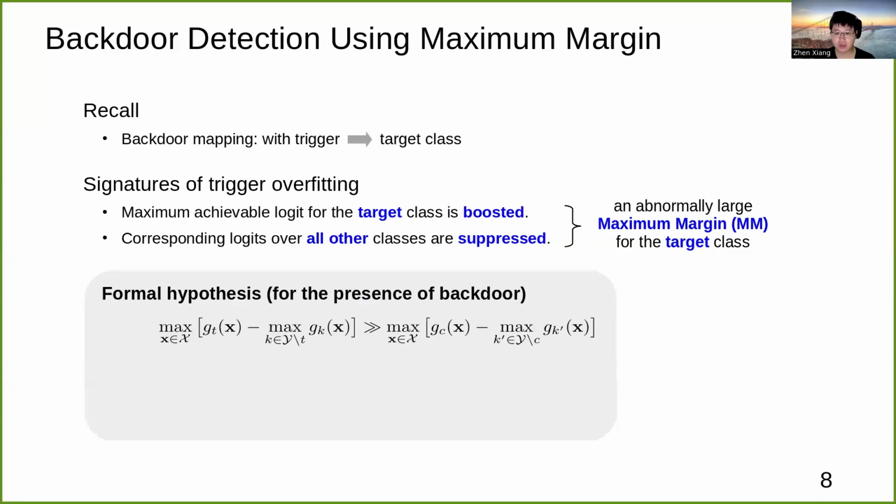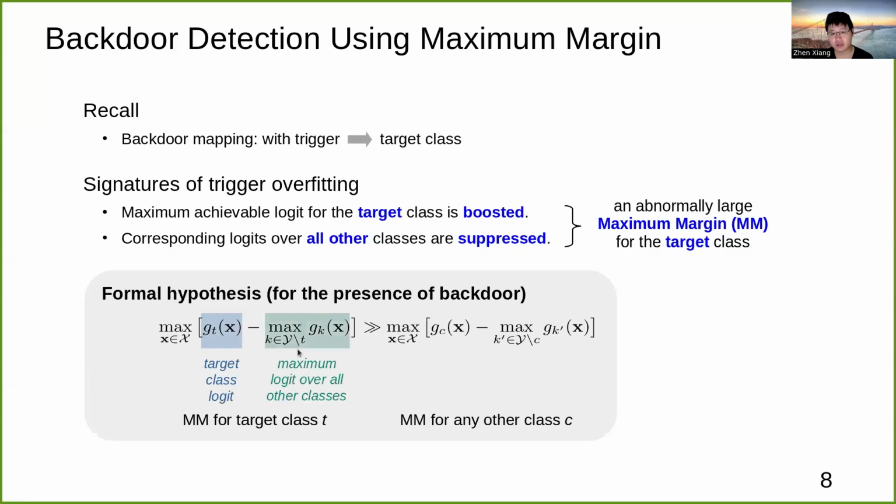Now suppose there is a backdoor attack with some target class T. The left-hand side of this inequality is the max margin for the target class T, and the right-hand side is the max margin for all the other classes C. If we take a closer look at the left-hand side, the first term is the target class logit, and the second term is the maximum logit over all the other classes, and their difference is the margin. And here we want to maximize this margin over the entire input space, denoted by this calligraphic X. So that's why we call this statistic a maximum margin statistic.